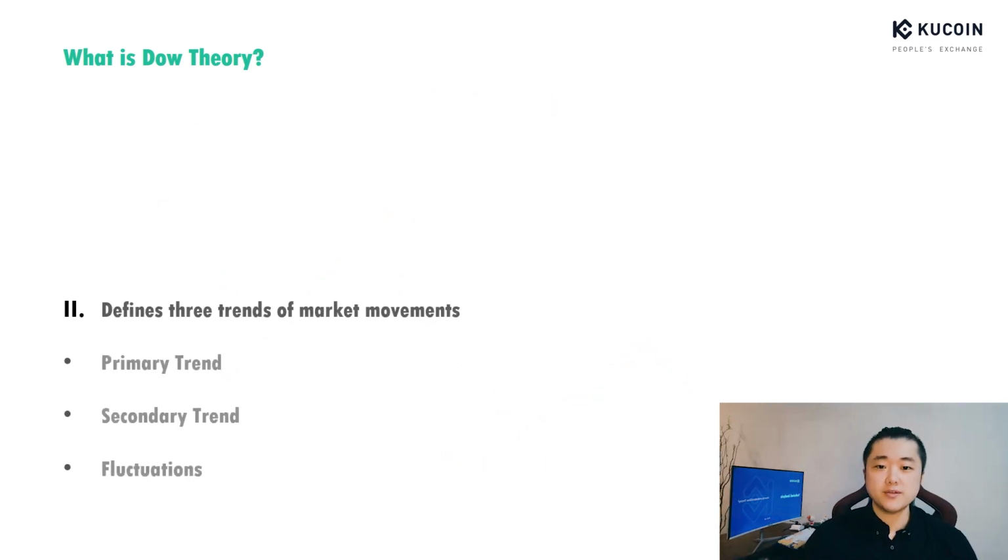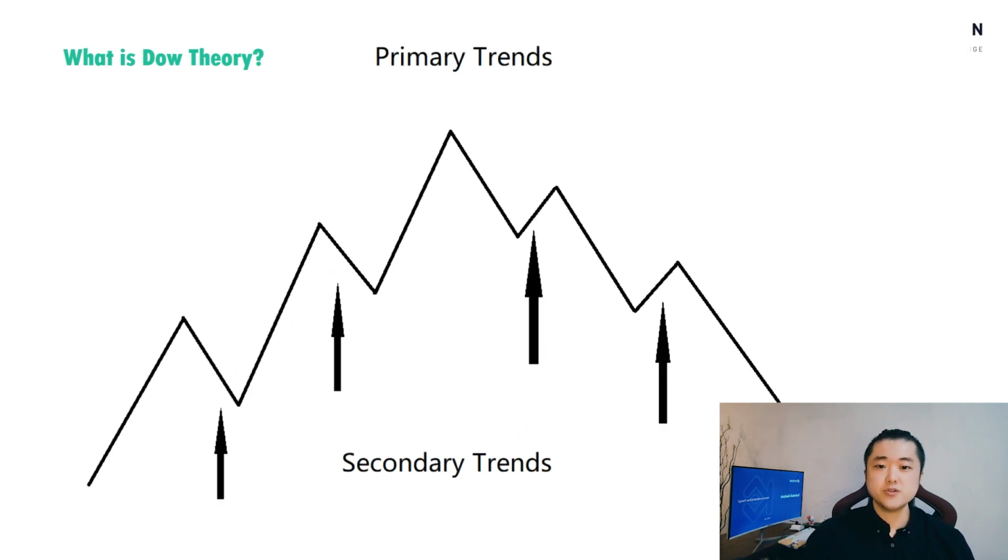The market contains three trends: primary trends, secondary trends, and fluctuations. From this picture, you can clearly see that primary trends contain secondary trends and fluctuations. Secondary trends could change primary trends in some cases, and this we will discuss later. You may not find any fluctuations in this picture, right? Don't worry, just because this picture is oversimplified, and you can see them in the next two candlestick charts.